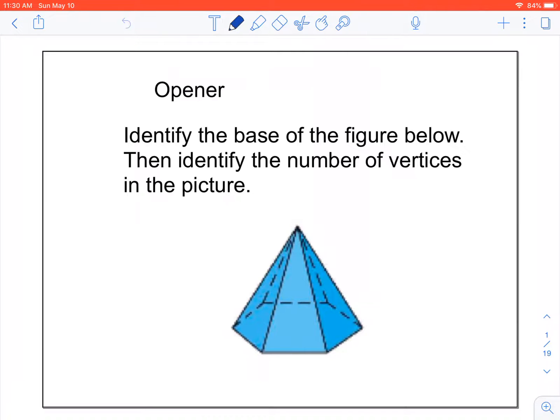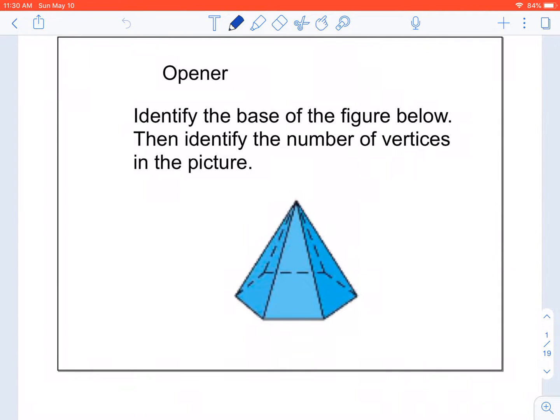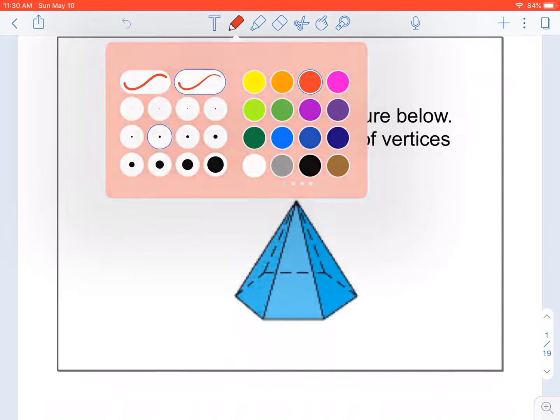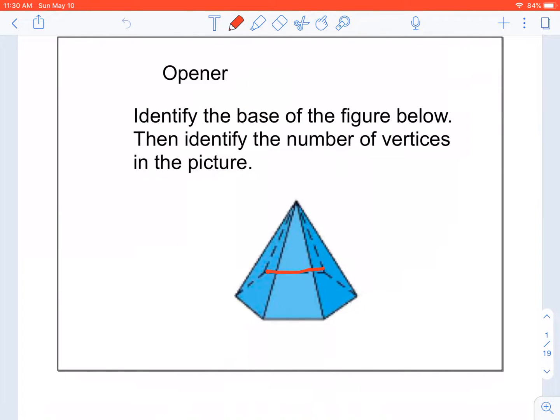Anyway, it says identify the base of the figure below. So when we look at that pyramid that we have there, to identify the base, what we are looking at is this shape here on the bottom. So that shape has, if we count, 6 sides. So that 6-sided shape is known as a hexagon. So the base of our pyramid was a hexagon.